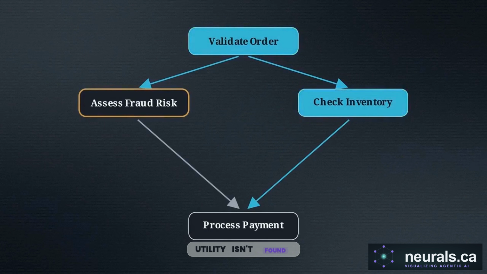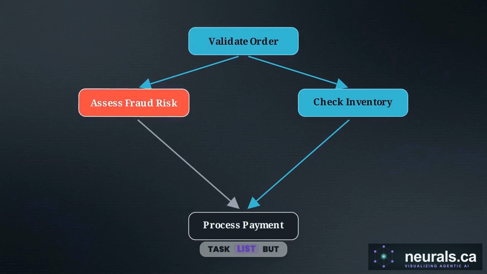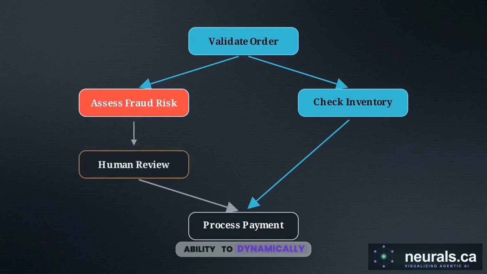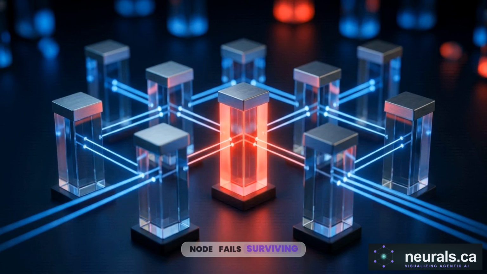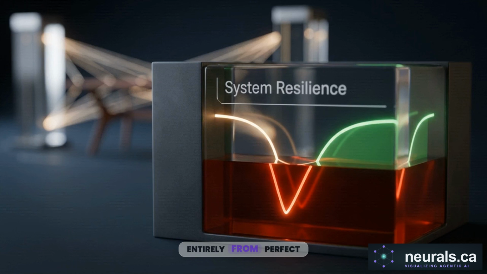Its utility isn't found in the first draft of the task list, but in the specific ability to dynamically revise that list the instant a node fails. Surviving that 90-second payment window requires an engineering mindset that anticipates failure as the default state. The focus shifts entirely from perfect execution to perfect recovery.